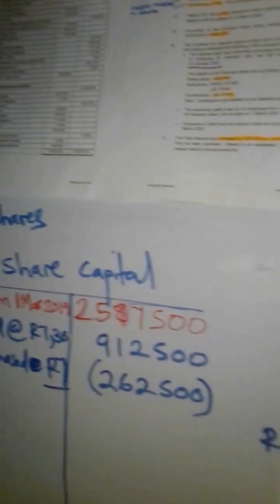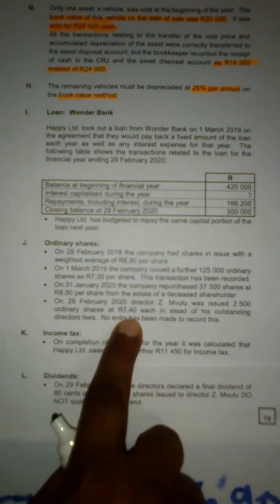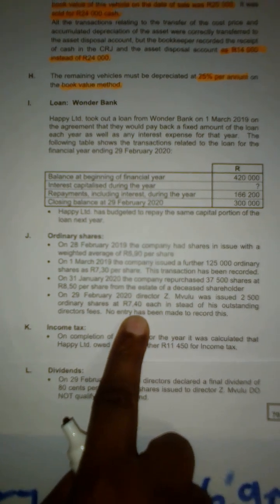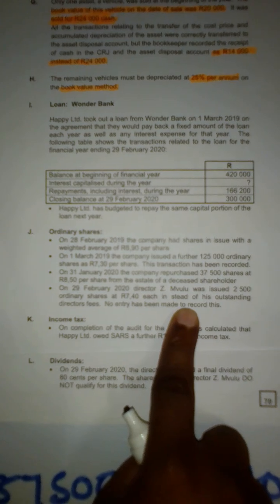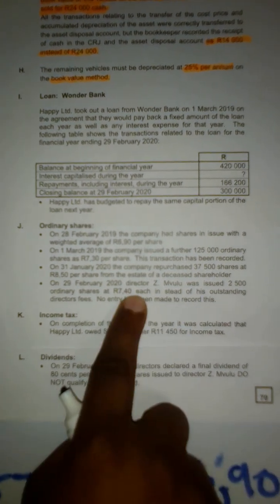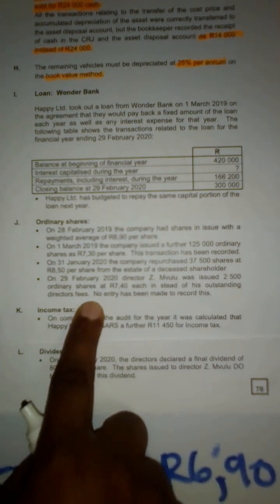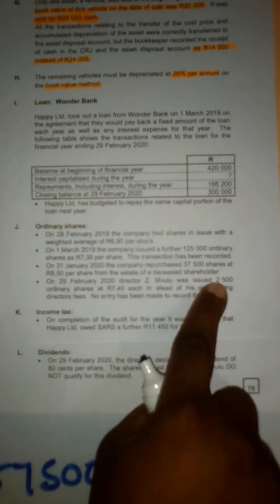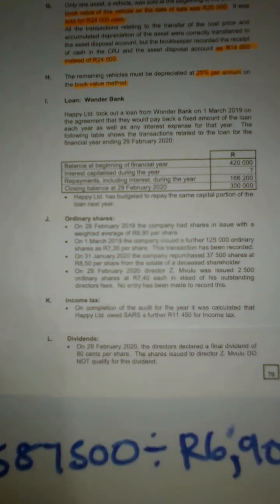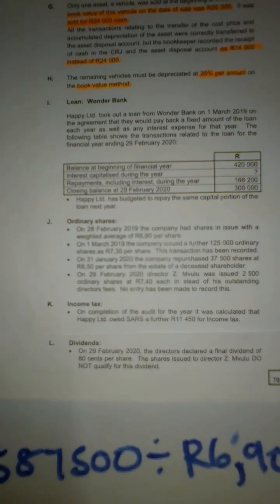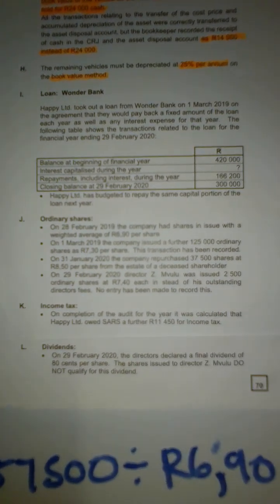Okay, let's go back to the adjustment. They are saying that on 29 February 2020, Director Z Mvolu was issued 2,500 ordinary shares at 7 rand 40 each instead of his outstanding director's fees. No entry has been made. So this amount is increasing the ordinary share capital. These are shares that were issued. So the ordinary share capital is going to increase by those 2,500 shares that were issued.